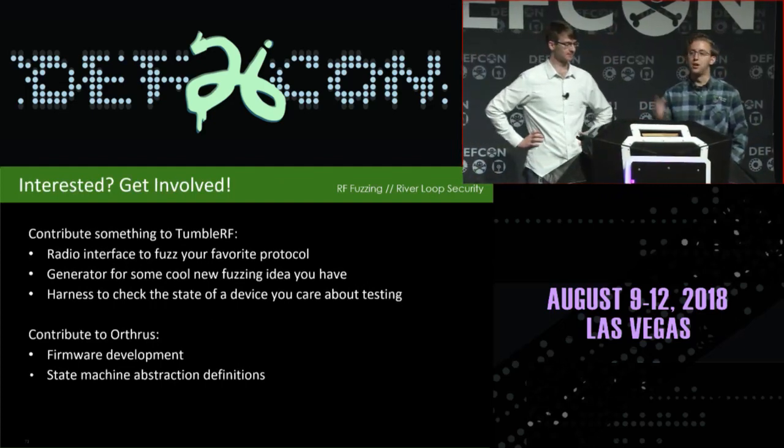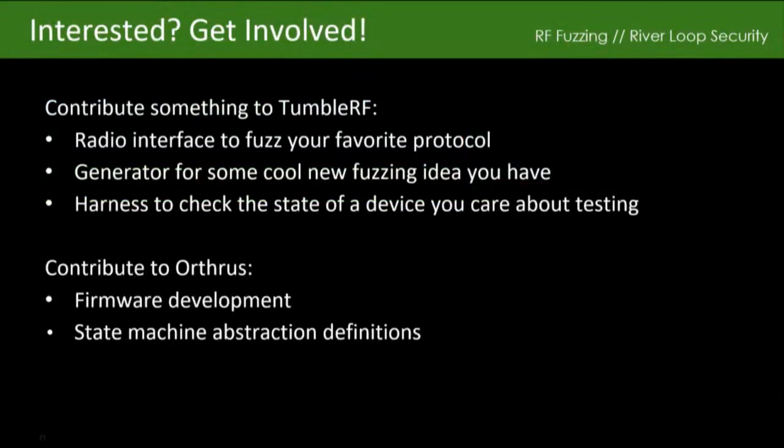So we are looking for help not just on that, but on TumbleRF in general. We are going to be adding some more protocols to this and doing some more of our own research off of it. However, we are sharing this, and we'll show you the GitHub link in a moment, because we think it would be great for people to be able to add on, whether that be adding a radio interface to fuzz your favorite protocol, adding a generator if you have an idea about a fuzzing state that could get a radio into a strange state, or a harness to check the device state of a device you're instrumenting against. So in addition to what Matt mentioned on the Orthrus with firmware development and the state machines, we are open to collaborating with anyone who's interested in it.